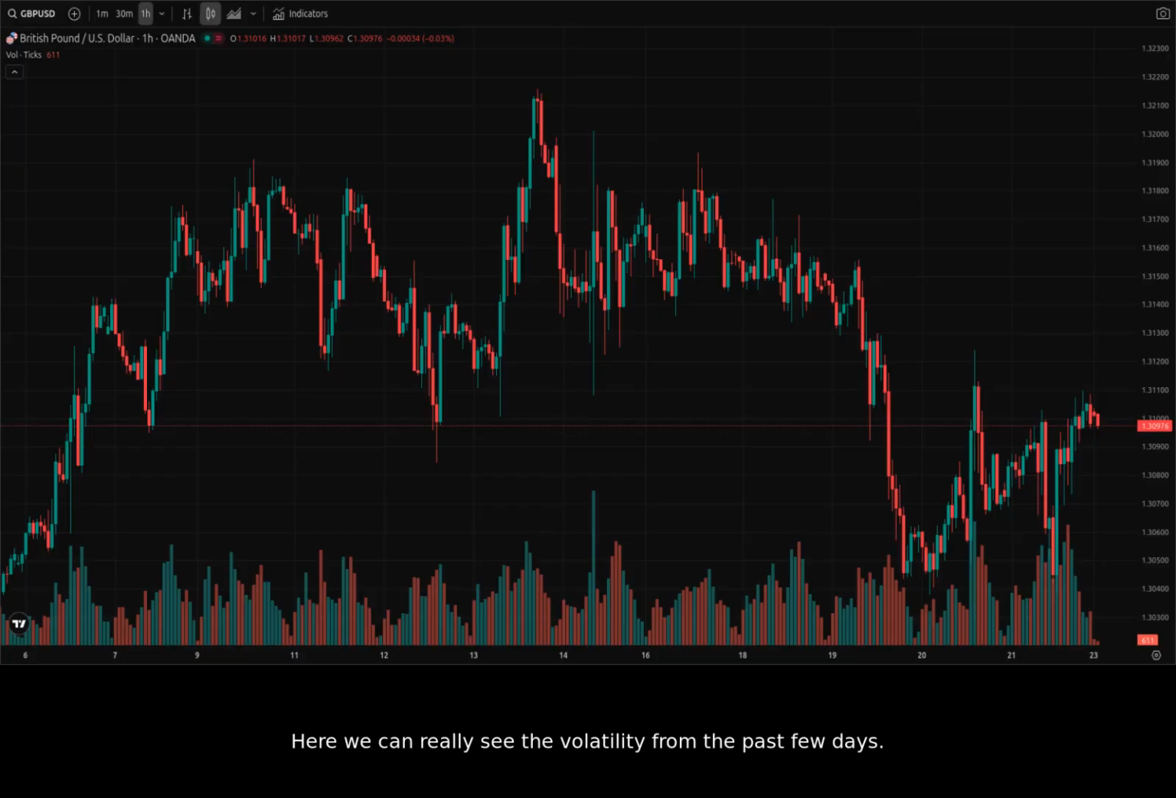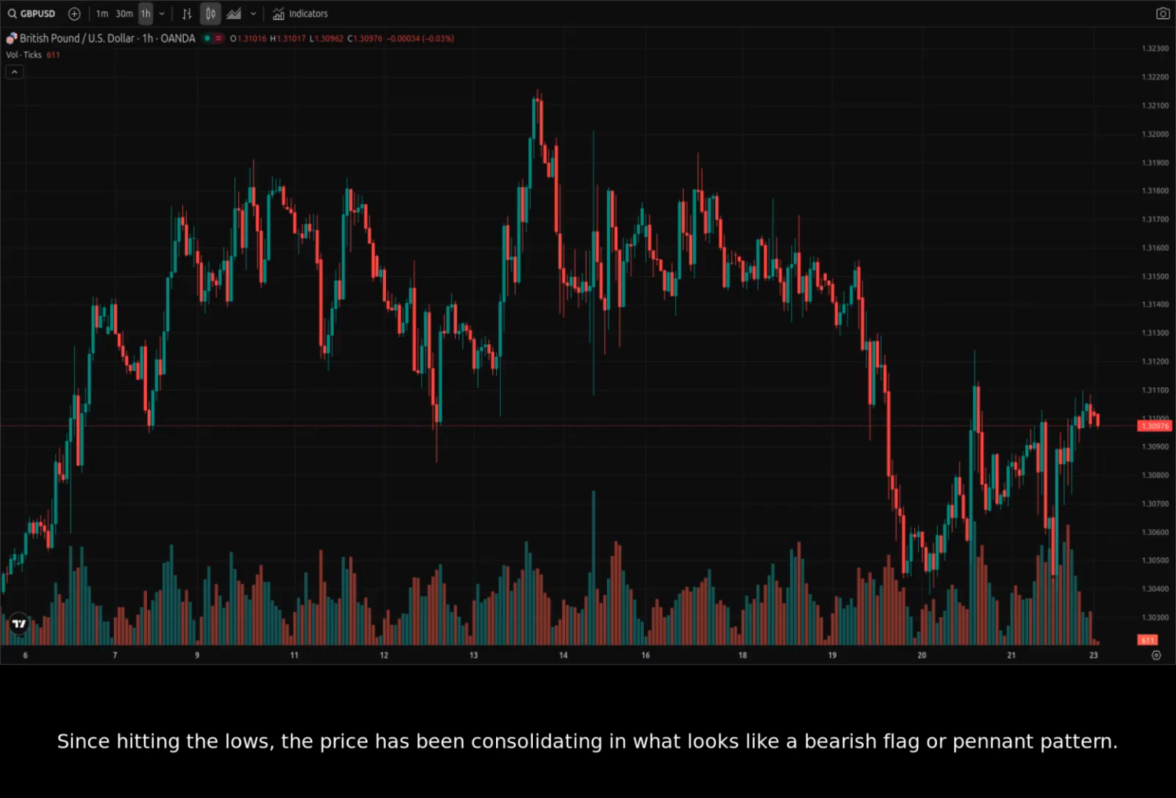Here we can really see the volatility from the past few days. Leading into the big drop, the price was chopping sideways in a tight range. Then, the selling pressure built up, leading to that waterfall decline. Since hitting the lows, the price has been consolidating in what looks like a bearish flag or pennant pattern.